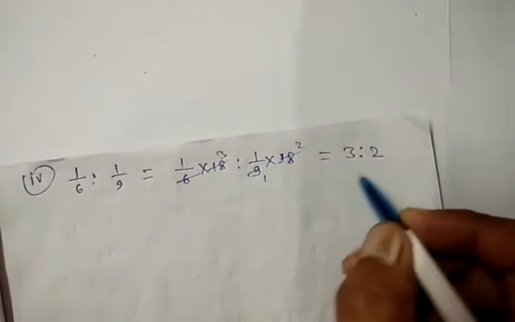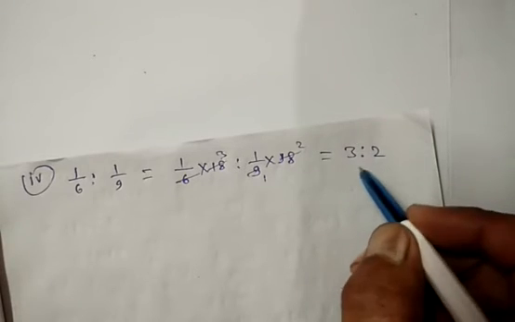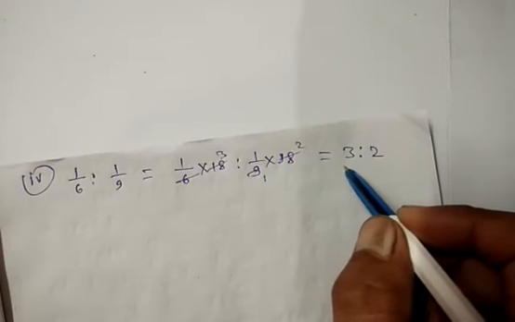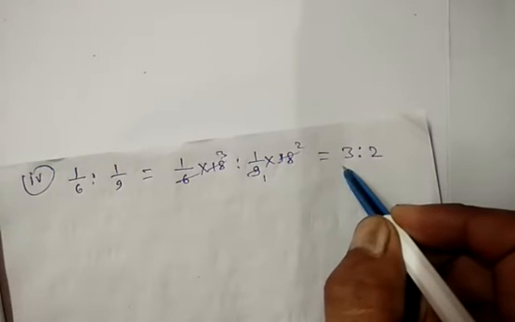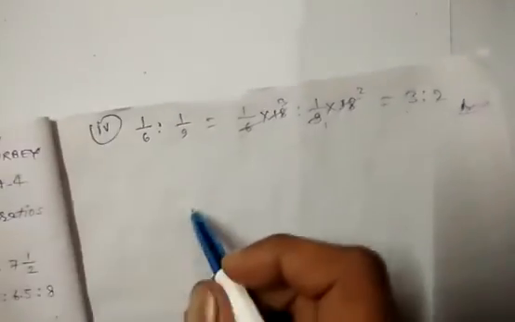So we get 3 is to 2, which is in the simplest form, so we need not convert this ratio into simplest form. This is the final answer.